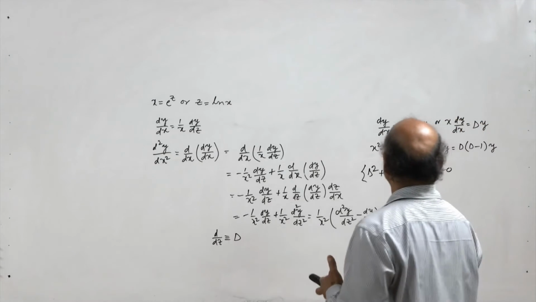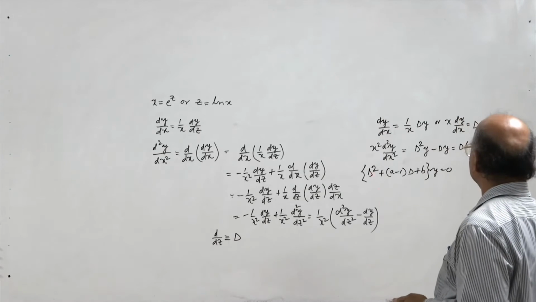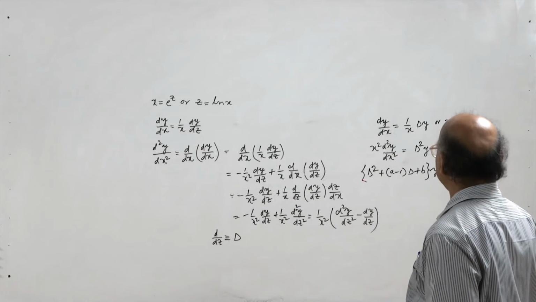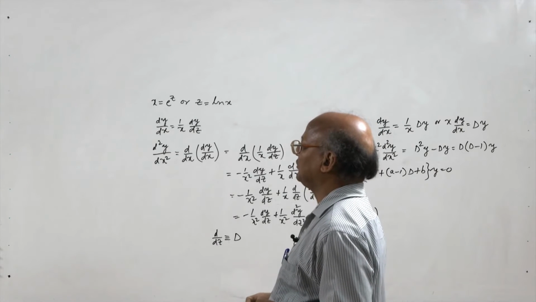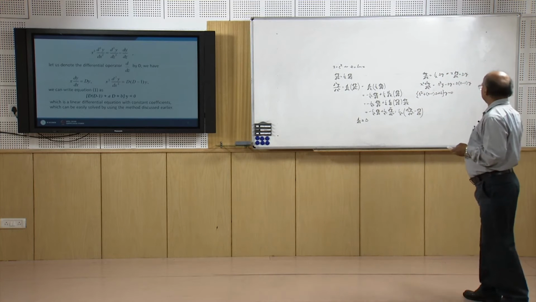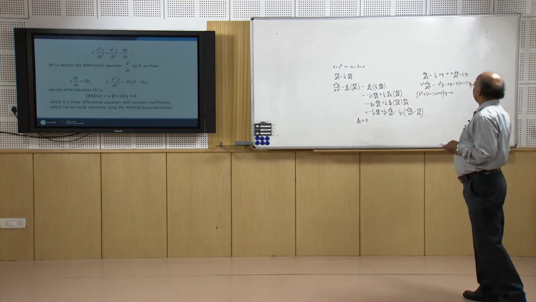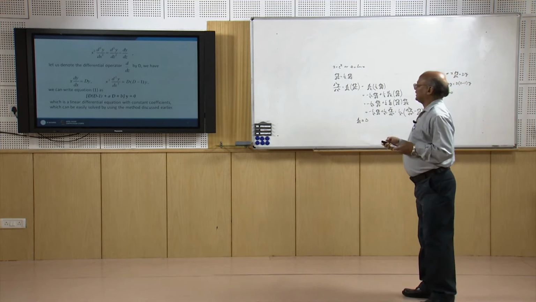which is a linear differential equation with constant coefficients, where the independent variable has been changed from x to z, and it can be solved by the method of linear differential equations with constant coefficients, which we have already discussed. So we can find the solution of this equation and then replace z by ln x there.